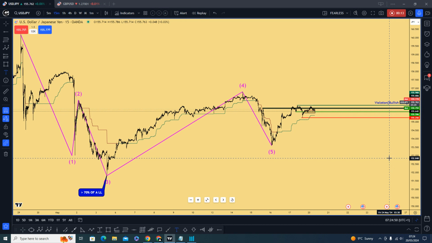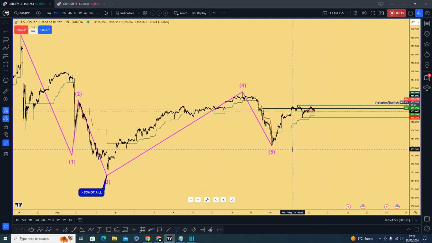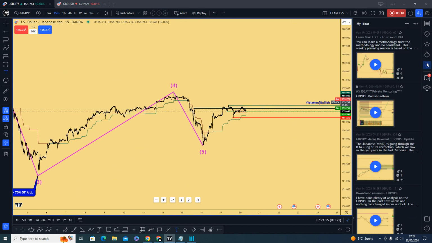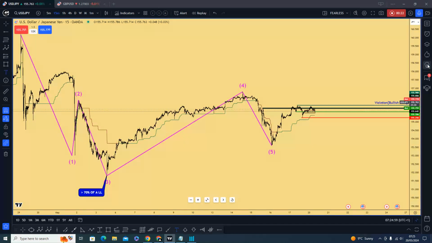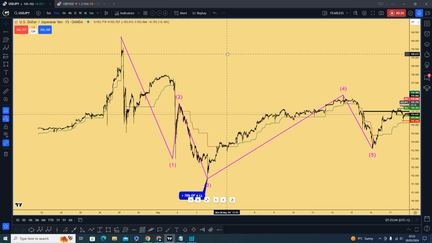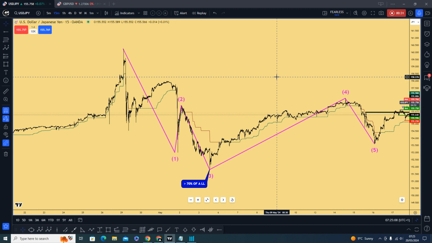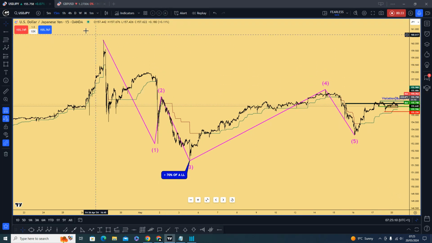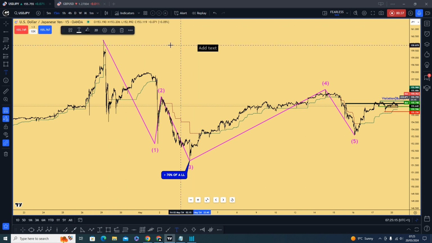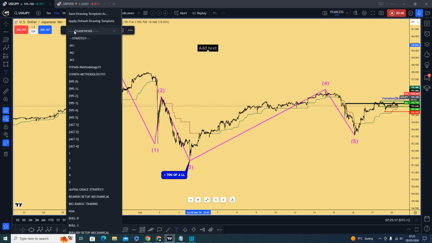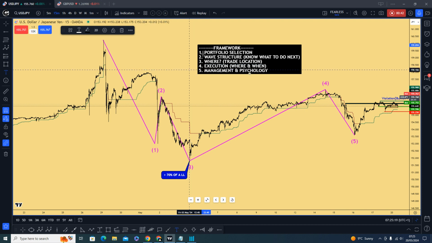We are looking at the US dollar Japanese yen this morning. This is one of the pairs we did in our weekly trade planning session yesterday. The reason we are looking at the dollar yen is because it's one of the pairs we have in our portfolio selection. So I'm going to show you a quick framework, which I encourage you to have something like this. We do the portfolio selection.